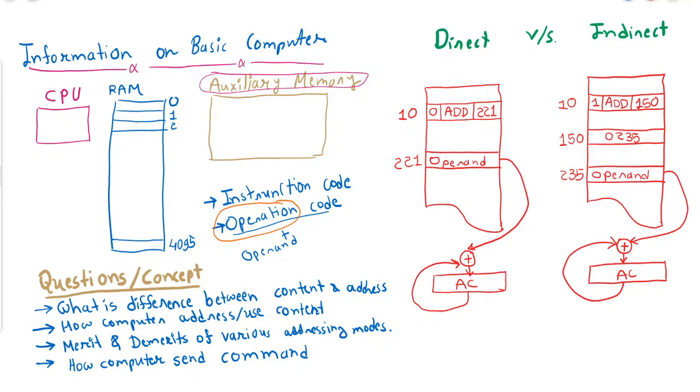Operation code is nothing but a pattern of binary number or binary digits which will specify some operation. It means the operation code will tell the computer to perform a certain operation. Now it will be combined with the operand and then we will have an instruction code. So what is instruction code? Instruction code is nothing but a combination of operation code and operand. I hope you have understood this.